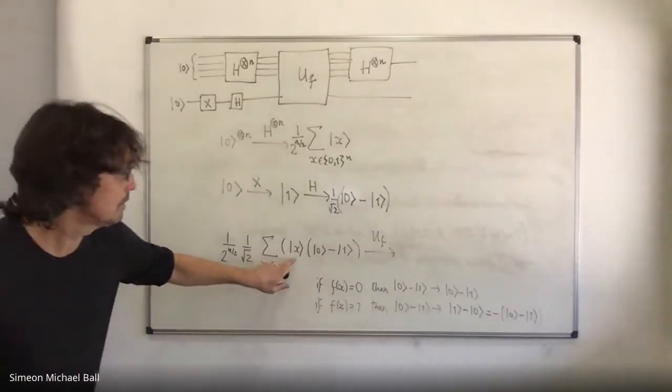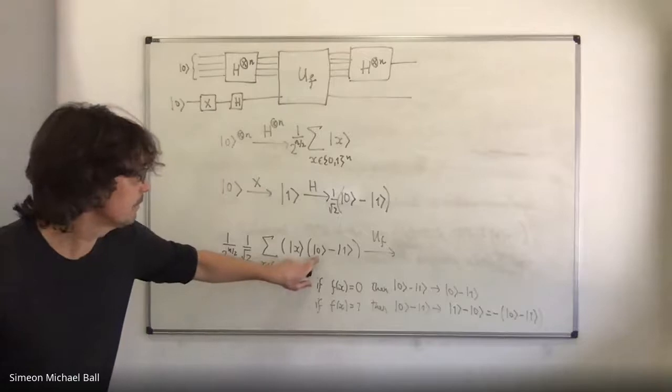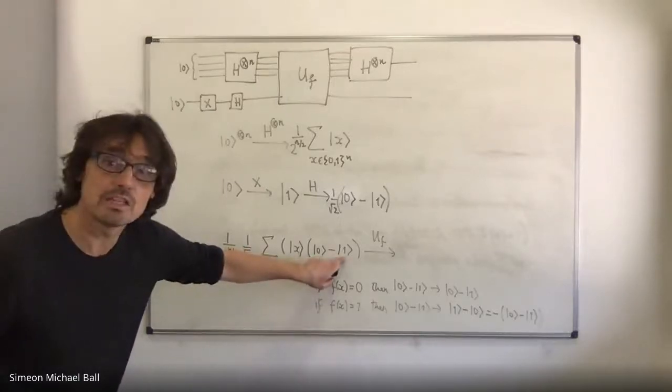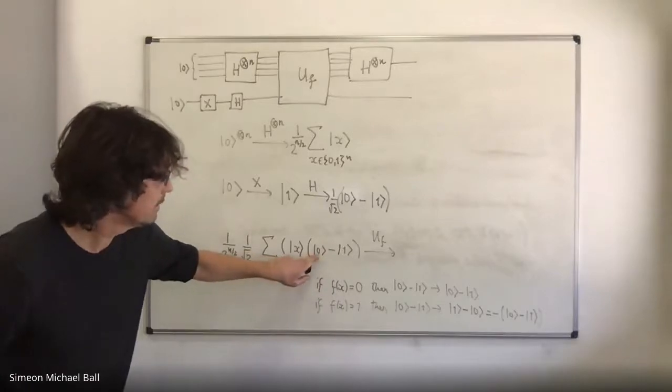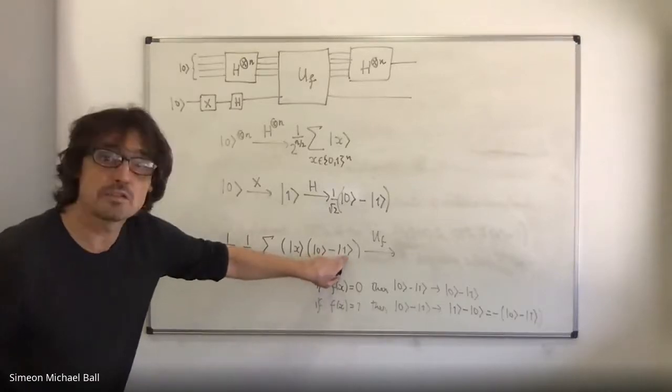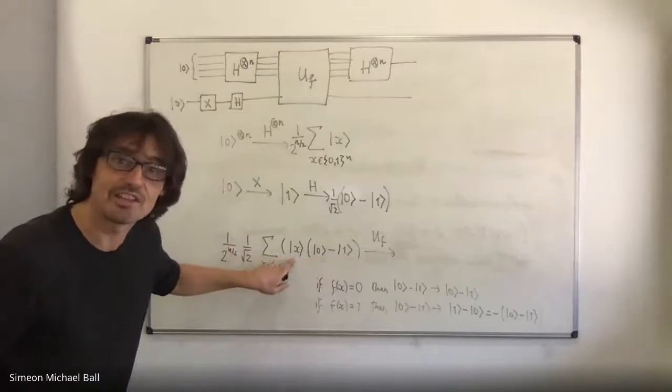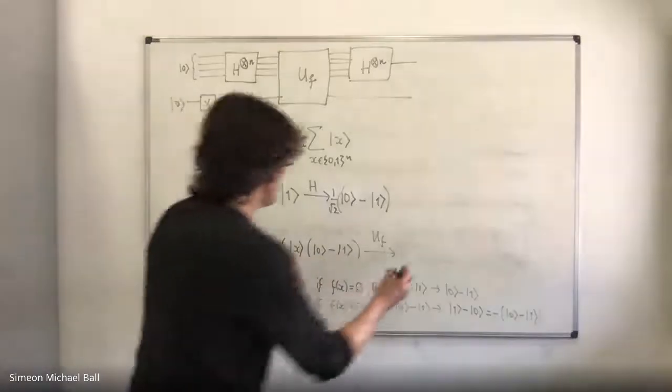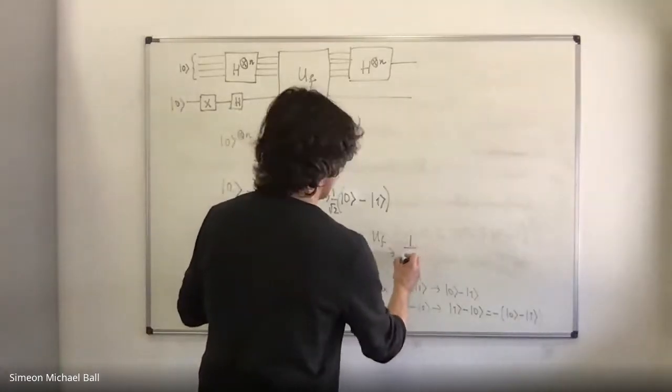Okay, so when we apply the UF, we add on f of x here. If f of x is 0, nothing changes. If f of x is 1, then this changes to a 1 and this changes to a 0. So all that happens is the summing changes. So really what we get is the same thing.